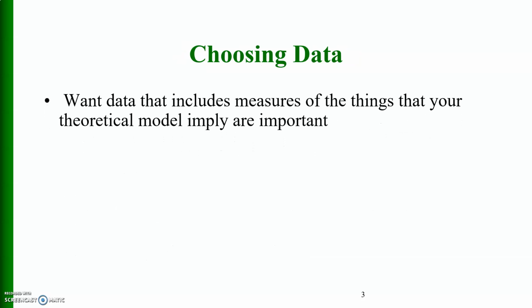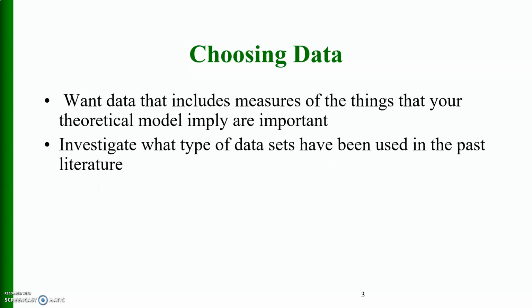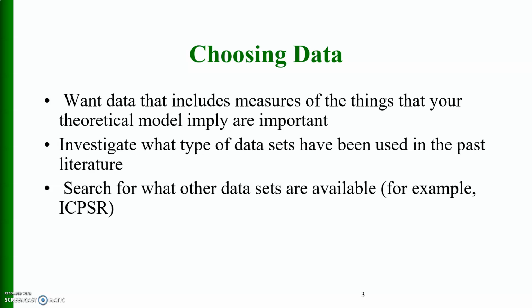The second thing is your choice about data type. We may want data that includes measures of things that our research and theoretical model imply are important. We can investigate what type of data sets have been used in the past literature on such kind of topics. Data may be time series, cross-sectional, pooled cross-section, or panel data. And we can search for what other data sets are available.